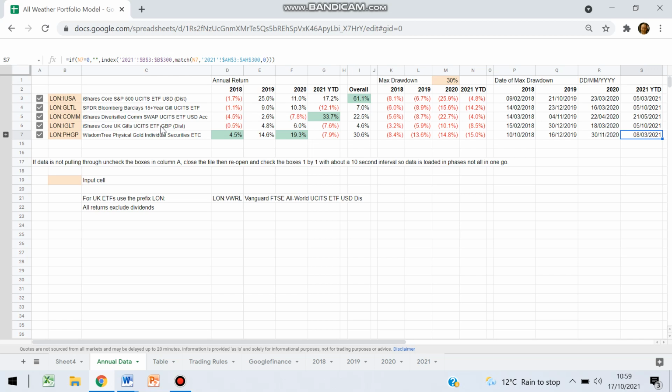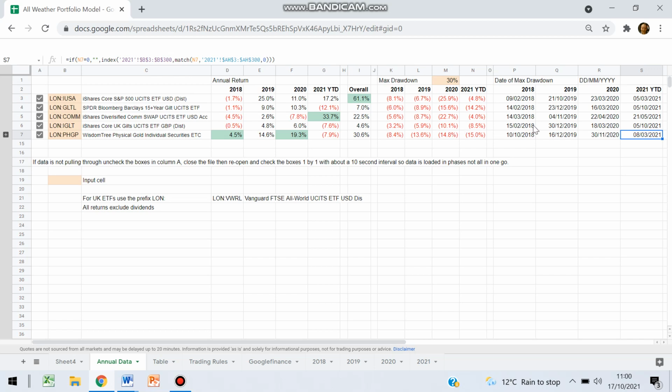We've got more of a short-term gilt. We've got commodities, we've got physical gold. We can see the overall returns here. Unfortunately, in 2018, all the ETFs apart from gold had negative returns. Here are the maximum drawdowns. Bonds do better than equities in terms of drawdowns.